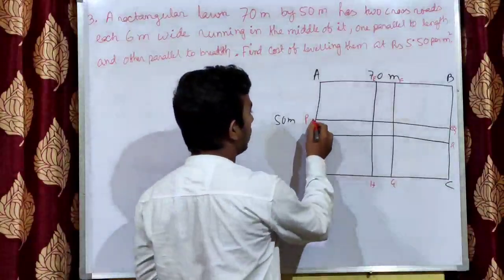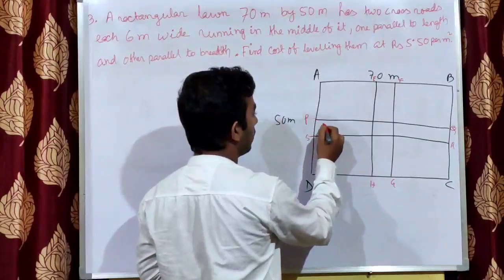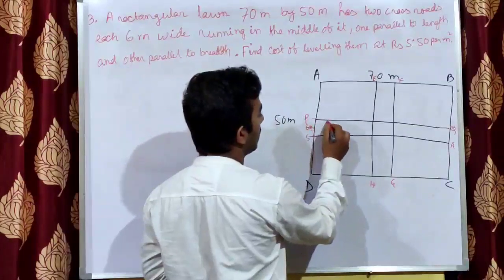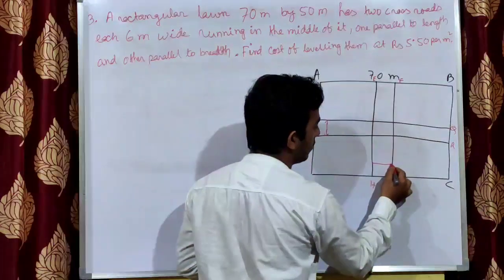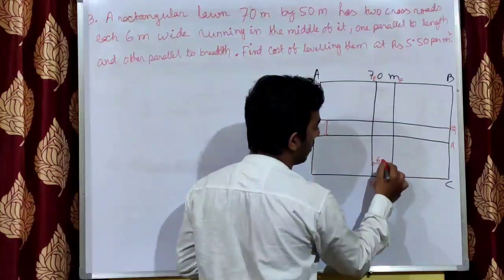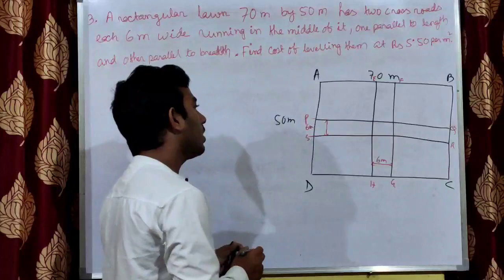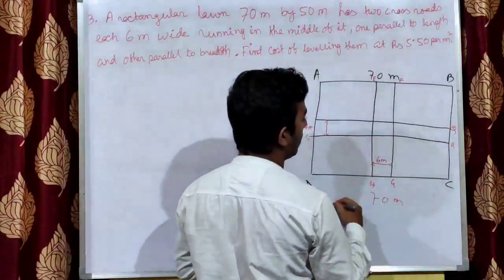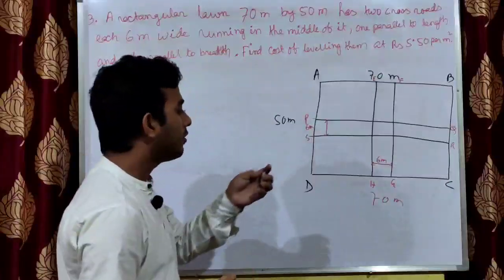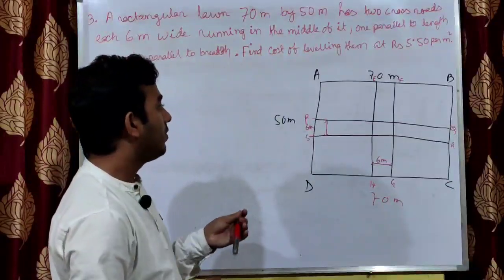Now look, they are 6 meter wide, right. That is, the length of this part is 6 meter. Length of this is how much? 6 meter. Length of this is also 6 meter. Okay, and this is 70 meter. All total is 70 meter, right. Length of DC and length of BC also 50 meter.